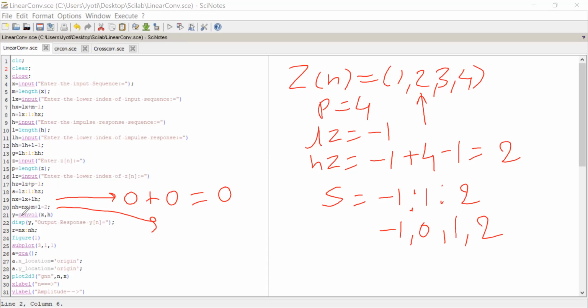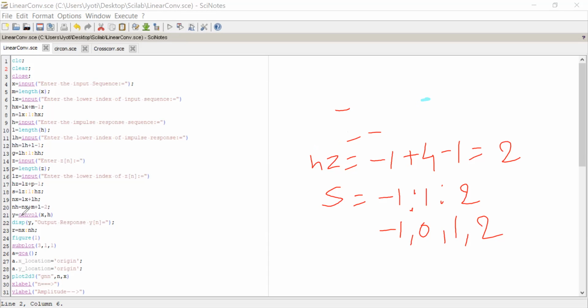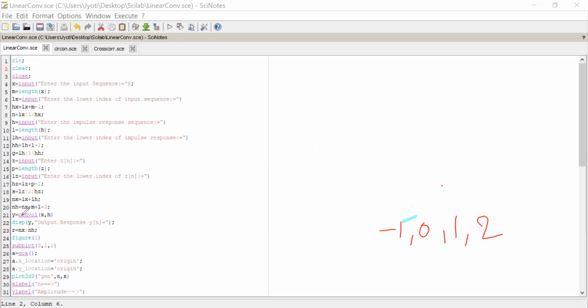Then you have to calculate the convolution. Here we use a predefined instruction; in Scilab it is conv. This is a predefined function. Y is equal to convolution of x with h. It will do the convolution of x with h. Then display, disp of y. Okay, output response. It will display the convolution of x of n and h of n as y.